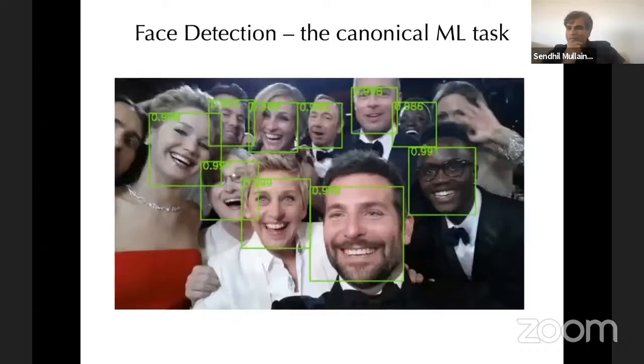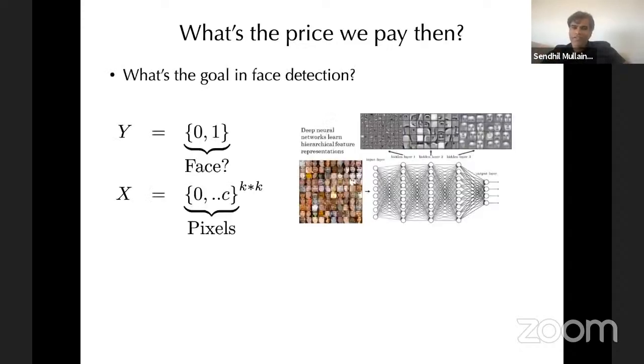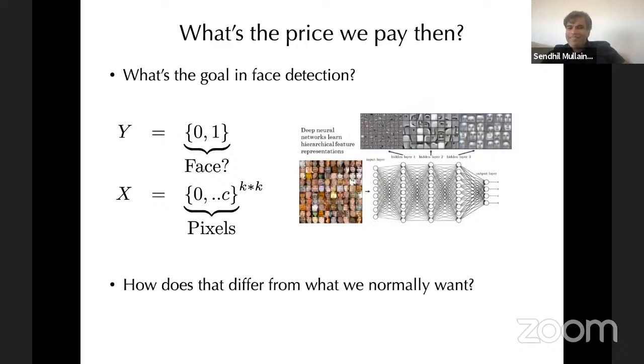To see what must give, let's go back to the face detection task. Remember, this is an engineering activity. In that task, what's the price we pay? Well, to see the price we pay, notice what the goal of face detection was. The goal was, is there a face? Predict whether there's a face. How does that differ from what we normally try to do?